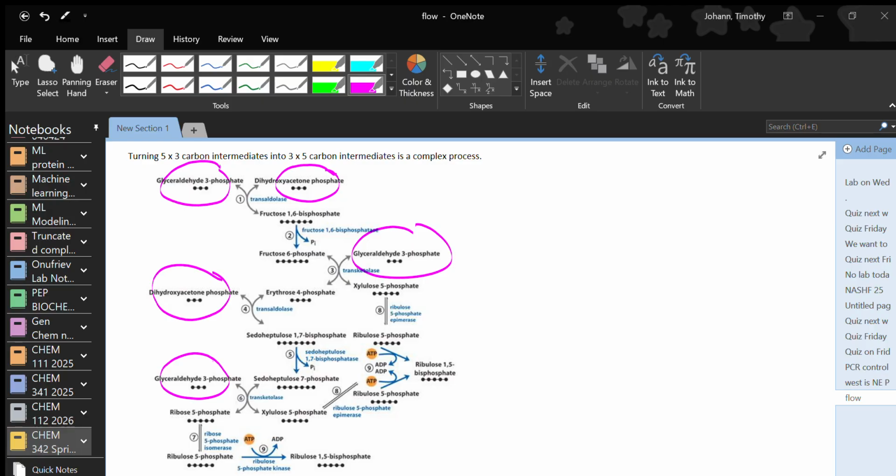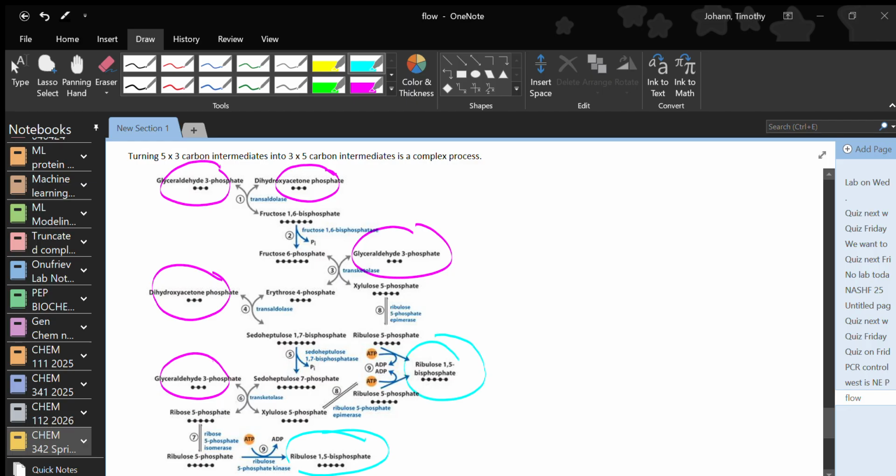And then we need to make these 5-carbon molecules. So here we have a ribulose 1,5-bisphosphate, and here we actually have 2 of them. It's just not shown. They don't put a 2 there at all, times 2. But you've got this complex set of reactions with a lot of different enzymes that are going to get us there. Questions?